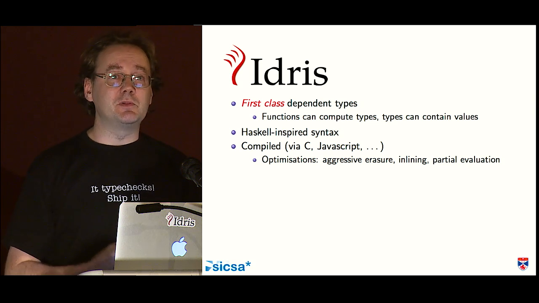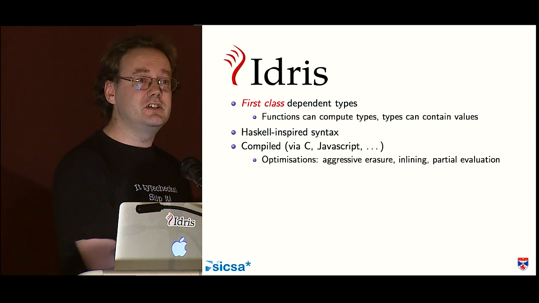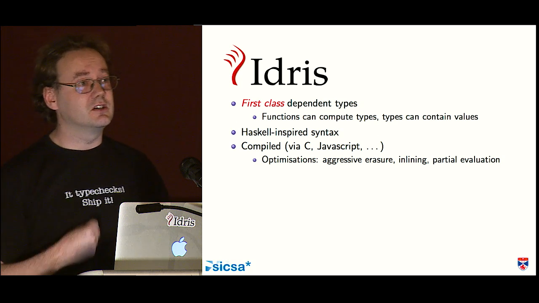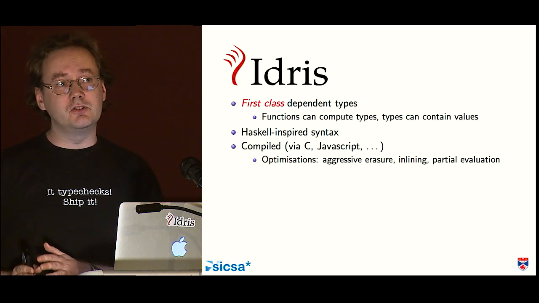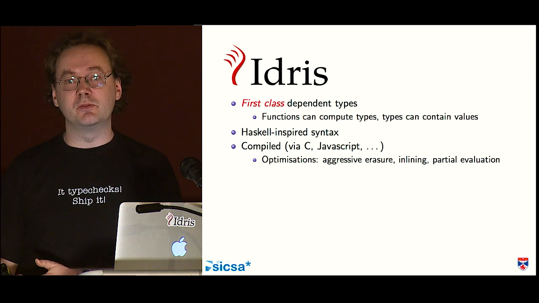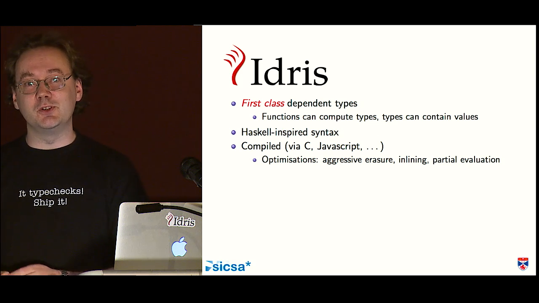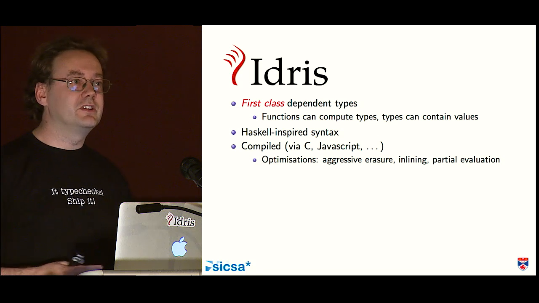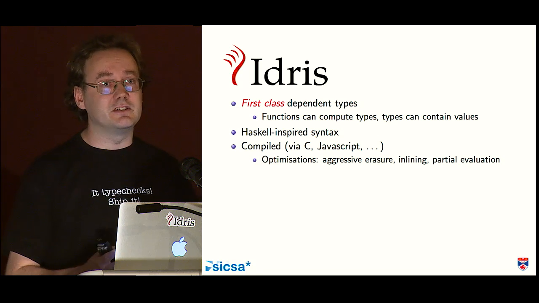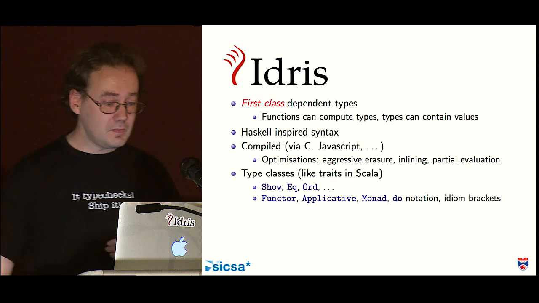Having precise types means that we get optimizations too, so we can really do aggressive inlining, aggressive erasure. It seems to me that if the compiler knows more about the program, what the program's supposed to do, it should be able to do more work at compile time to make that program more efficient. So things like removing dynamic tests that are unnecessary and so on.